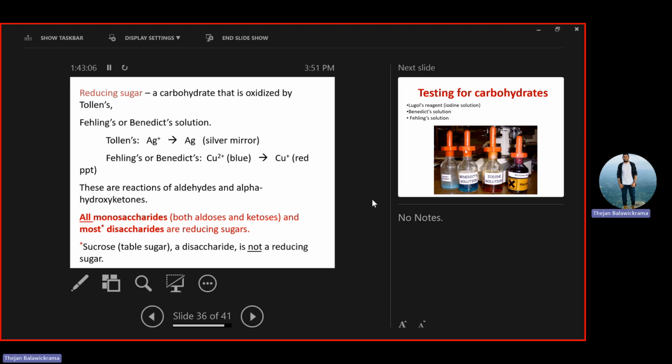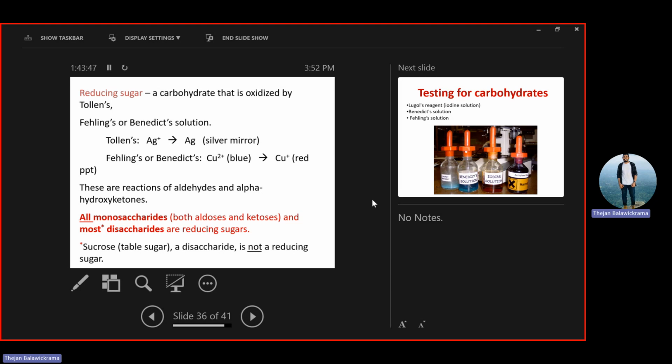The other ones are Fehling's test and Benedict's test. In both cases we have Cu2+ in solution. Just like in Tollens' test Ag+ becomes Ag, here Cu2+ becomes Cu+. In that case, it forms a red-brown precipitate. That is a positive result.